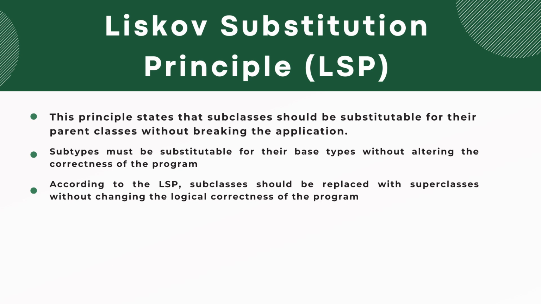Next we have the Liskov Substitution Principle or LSP. This principle states that a subclass should be substitutable for its parent class without breaking the application. For example, if you have a Bird class with a fly method, any subclass of Bird should logically be able to fly. However, if you create a subclass like Ostrich which cannot fly, it violates LSP. In Flutter, you can ensure LSP by designing your class hierarchy carefully and using abstraction wisely. This helps maintain the integrity of your app's behavior.